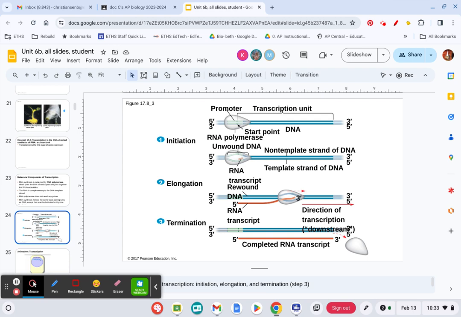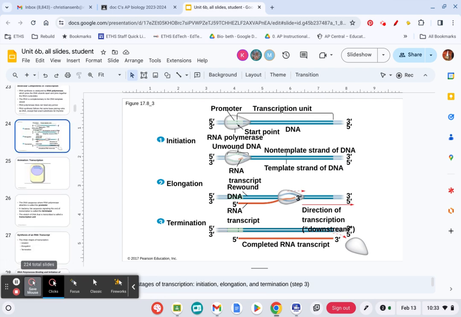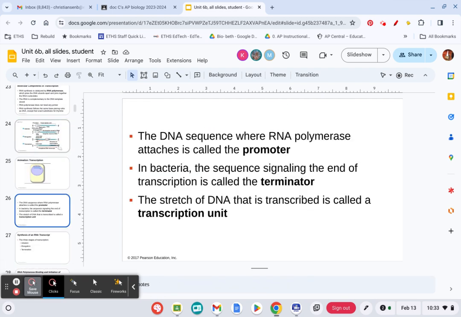This next page is showing kind of the whole setup, and I'm going to go through it in more detail, so I'm not going to spend too much time on that. One of the things that the RNA polymerase needs to know is where to start. And where to start is an area called the promoter. Okay, the promoter.